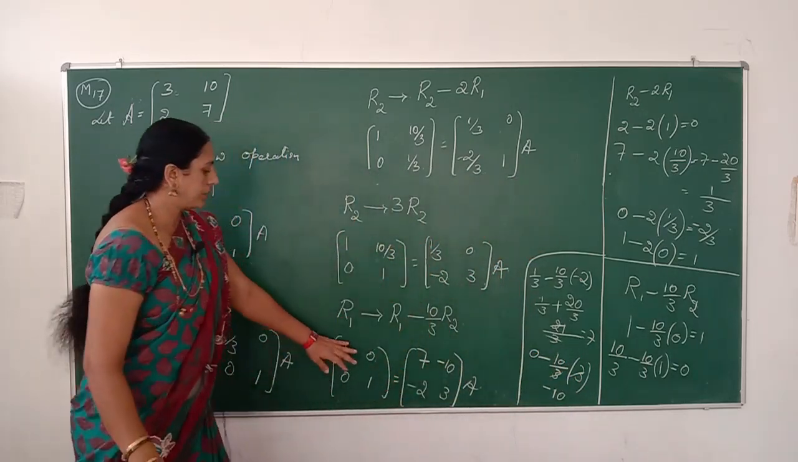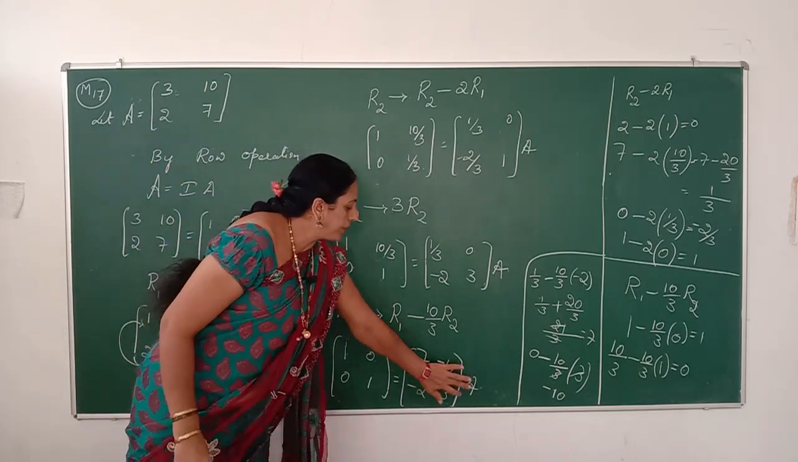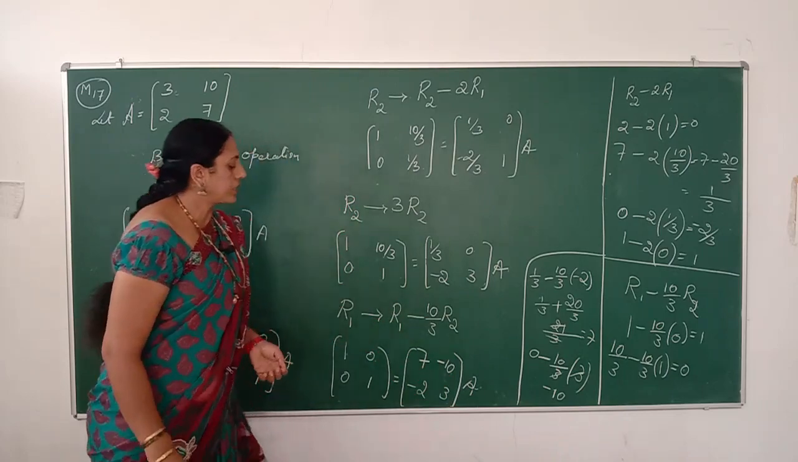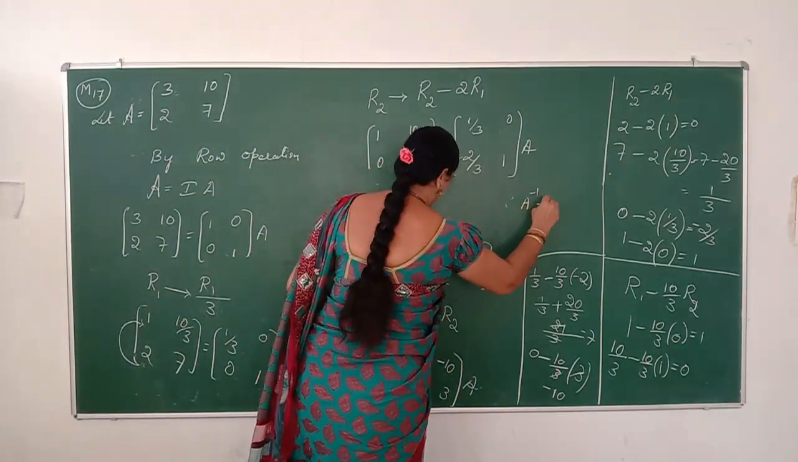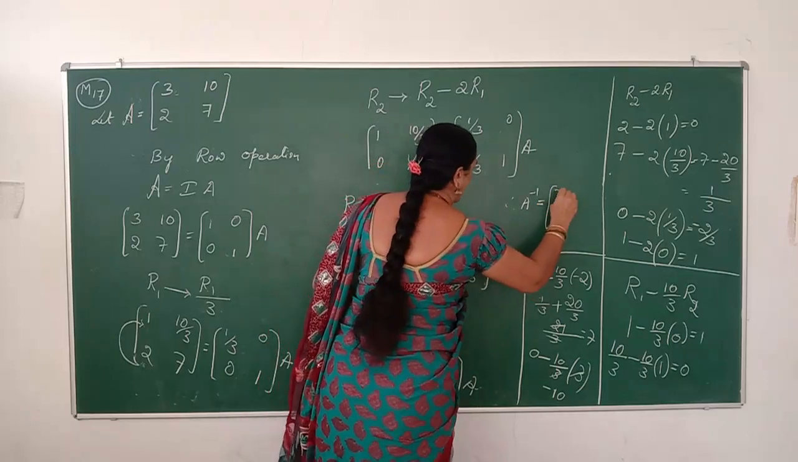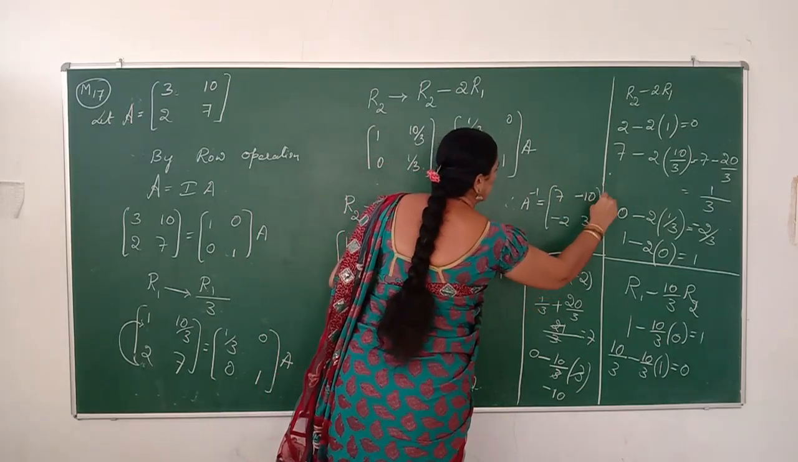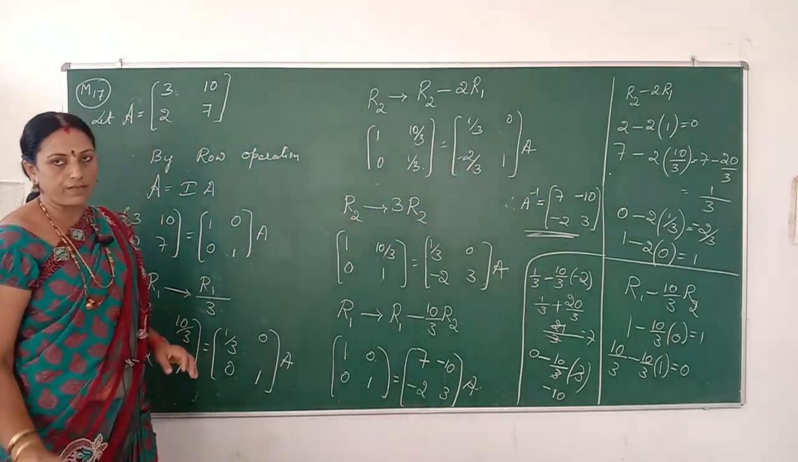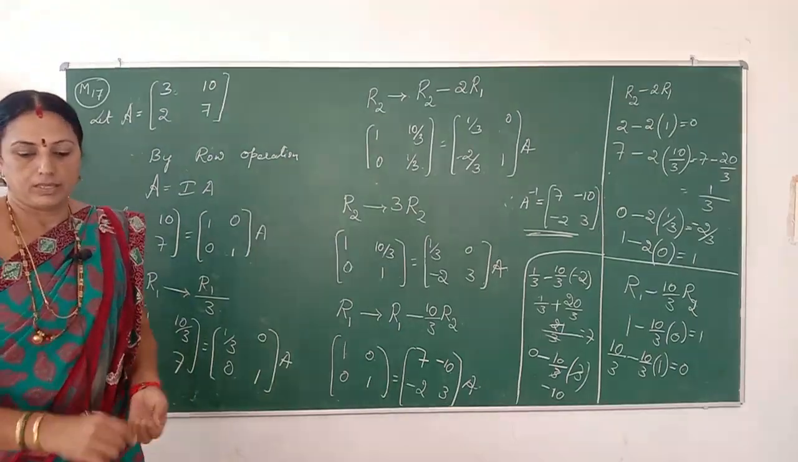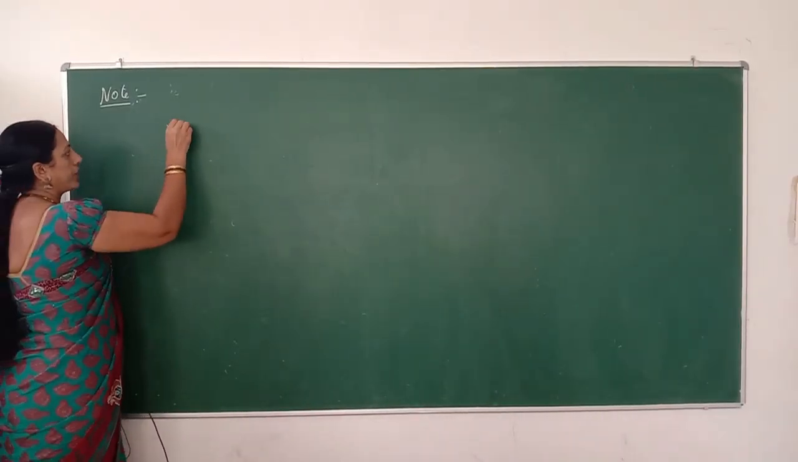So therefore that is in the form of I is equal to B into A. That B is called the inverse of A. Therefore A inverse is equal to 7, minus 10, minus 2, 3. These are the elements of the inverse of the matrix. Note, now just a verification.